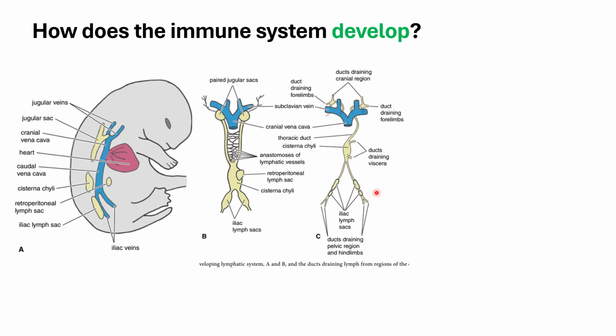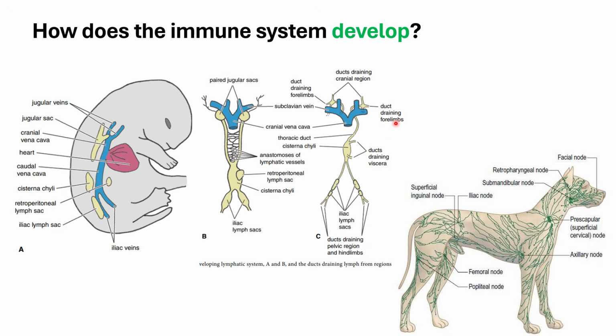But the key point is that they should be able to create their connection with the venous system, because again, after all the filtration is said and done, the cleaned up lymph fluid should go back into the circulatory system. Okay, so here you can see how complicated it will develop later when the animal turns into an adult.